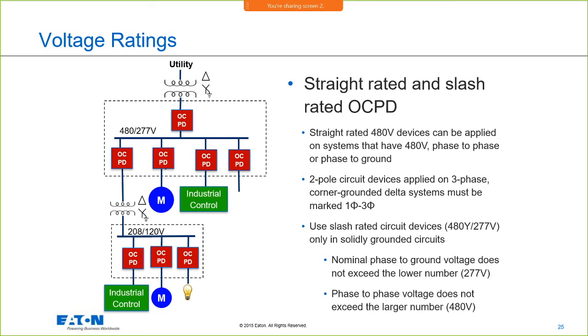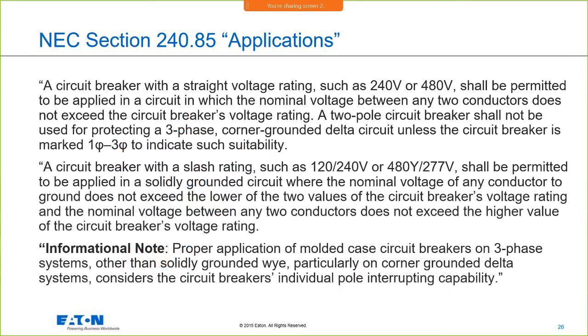You've got to make sure that you're following the rules in 240.85. I know there's a lot of words on here, but basically what this is telling you is that your slash rated breakers can be applied on solidly grounded systems where the line to line doesn't exceed the big number, and the line to neutral doesn't exceed the lower number. And if you're taking a multi-pole circuit breaker and you're going to put that on say a corner grounded delta system, you have to also consider the individual pole interrupting capability. Again, it's just a very important reference for you.